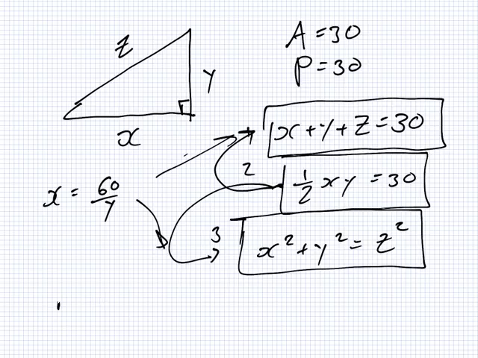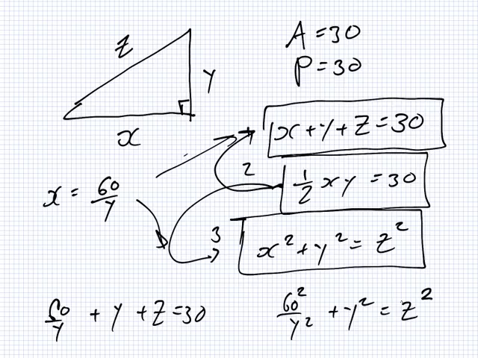So 60 over y plus y plus z equals 30. And then 60 squared over y squared plus y squared equals z squared. Now what to do next? Change x and y. Y and z. No, we have to be very careful here because we can accidentally make a lot of work for ourselves if we're not careful. So what do I do next?